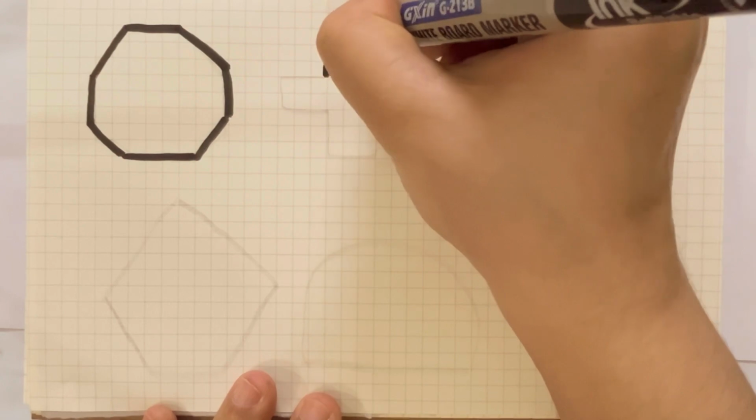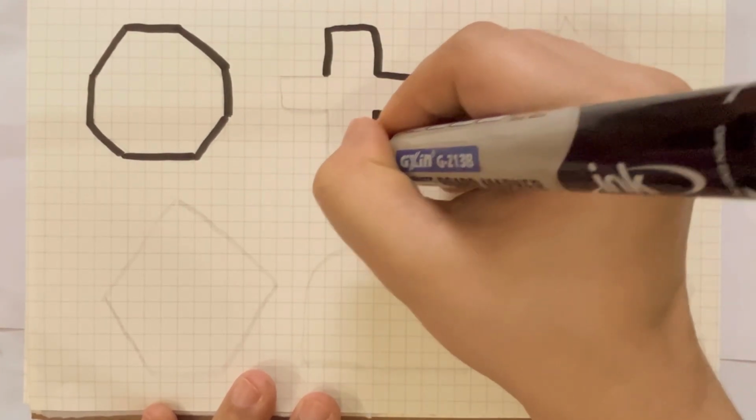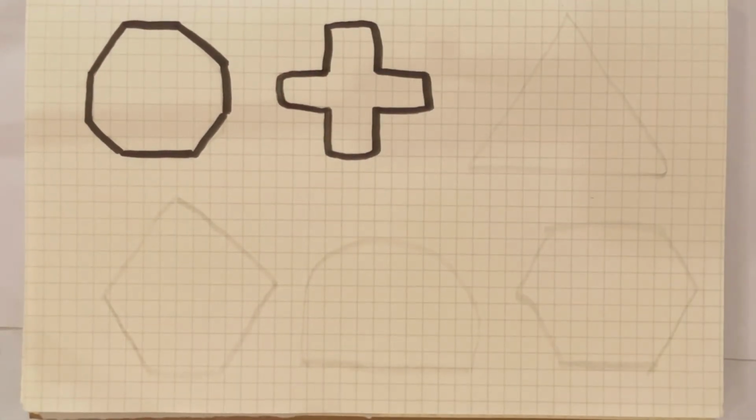Octagon shape. This is octagon shape. Cross shape. This is cross shape.